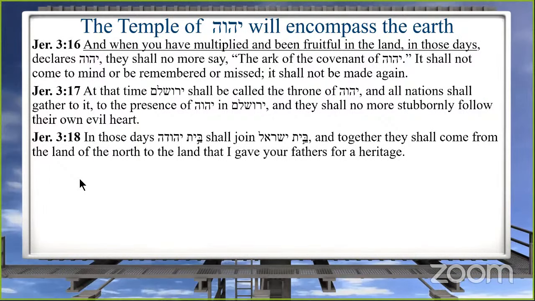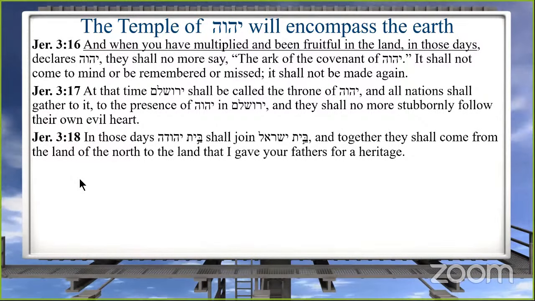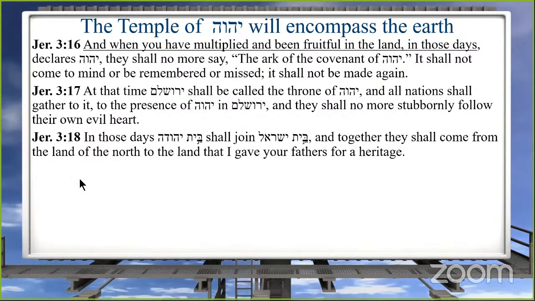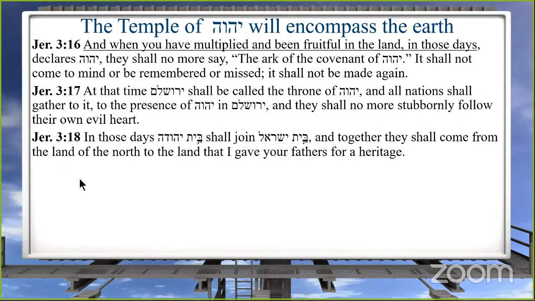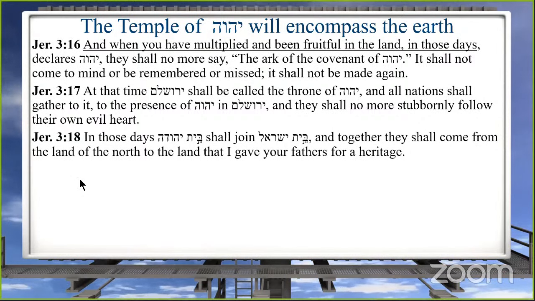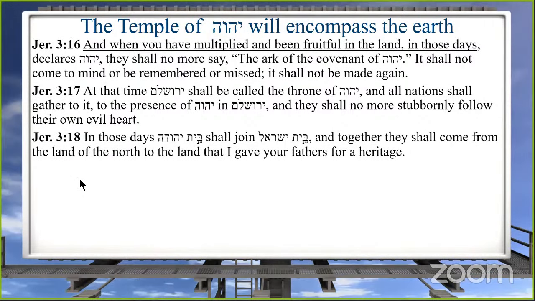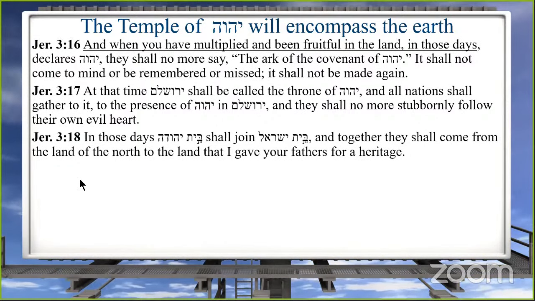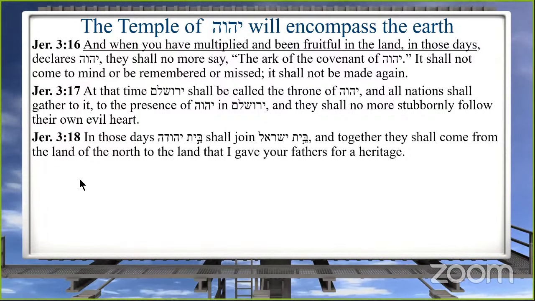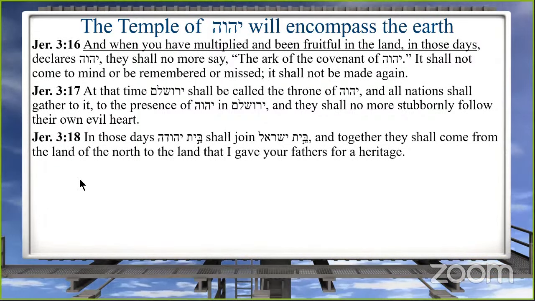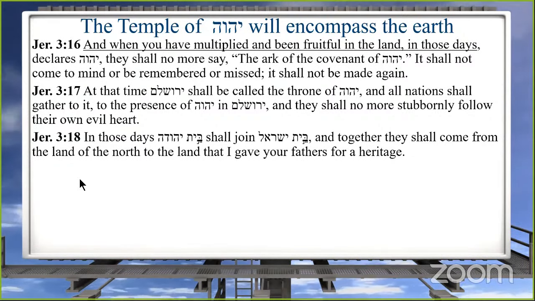Okay. All right. So now, a couple of things as you see the part that's highlighted. When you have multiplied and be fruitful in the land, that's A. The second part I want you guys to see, though, it says the Ark of the Covenant of Yahuwah, it shall not come to mind. But we're going to see why it won't come to mind. Now, sure, we can say about the Father's presence being in us and things like that, but there's still a part you're missing. All right, so we'll keep going.